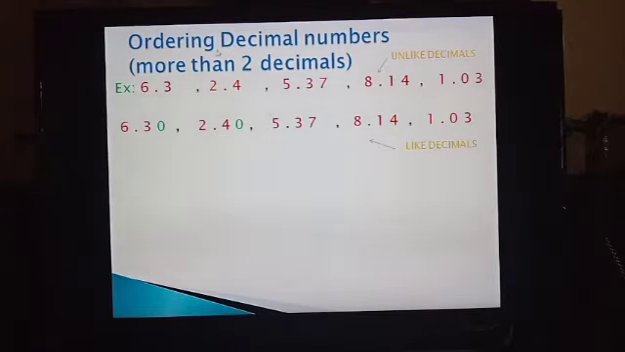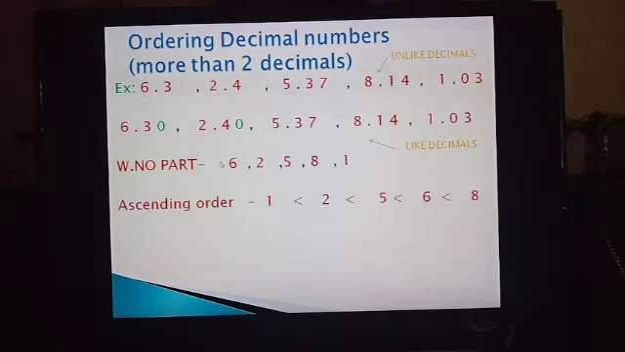Now how to order or how to compare? We have completed the first step, that is converting unlike to like decimals. Now the second step is we need to compare the whole number part. Let us see what is the whole number part of all these decimals. Here 6, here 2, here 5, here 8, here 1. See, 6, 2, 5, 8, 1. All these whole numbers are different, no children. So if you write the whole numbers in ascending order, you can order the decimals easily. So first I'll write the ascending order of this whole number part. That is, 1 comes first, next 1 is less than 2, which is less than 5, which is less than 6, which is less than 8.